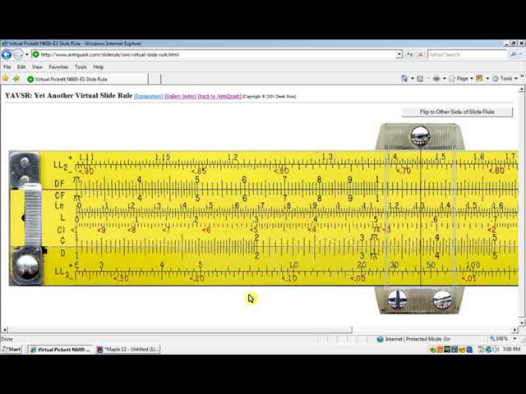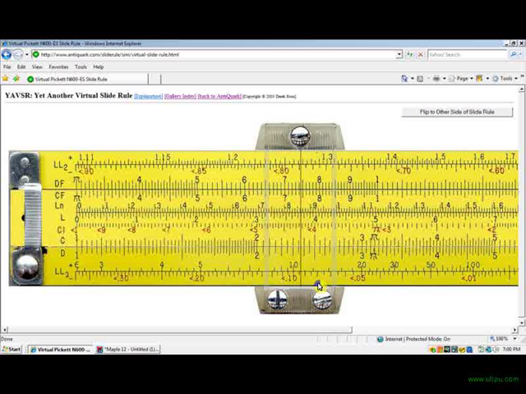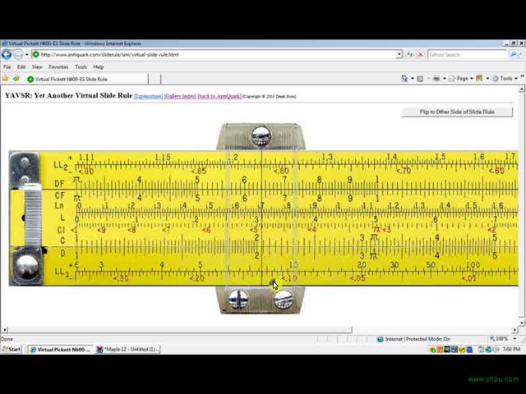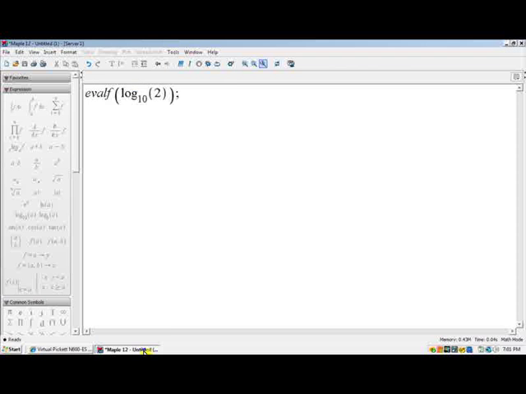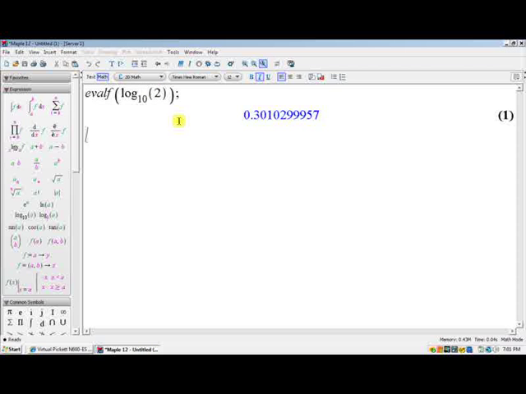If we want to take the log base 10 of a number, since the L scale is on the slide, we'll use the C scale instead of the D scale. Let's say we want to take the log base 10 of 2. We'll line the cursor up with 2 here, and the log base 10 of 2 we find is pretty close to 0.3. And if I evaluate that over here, we have 0.301.